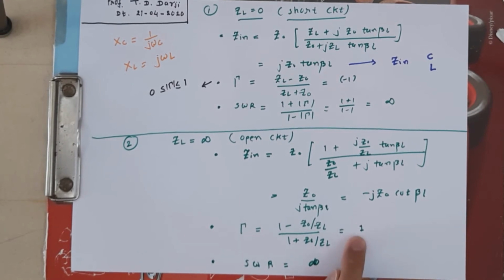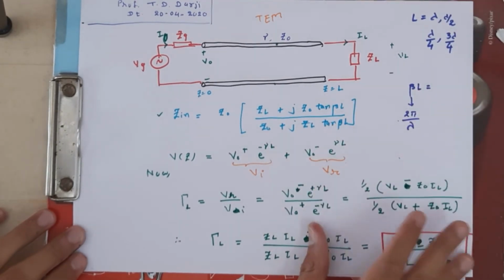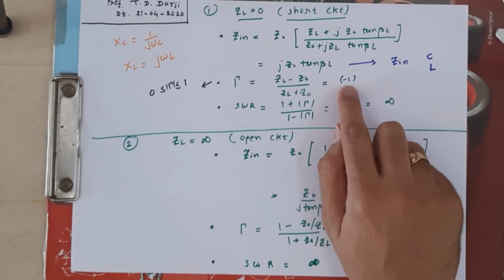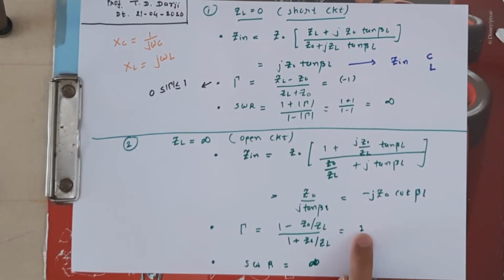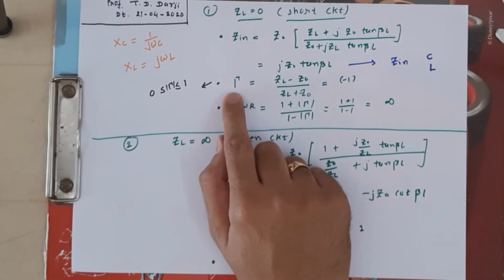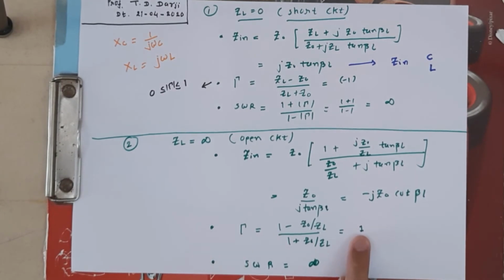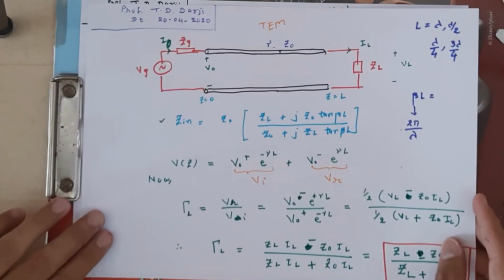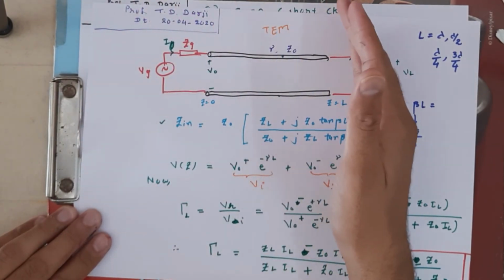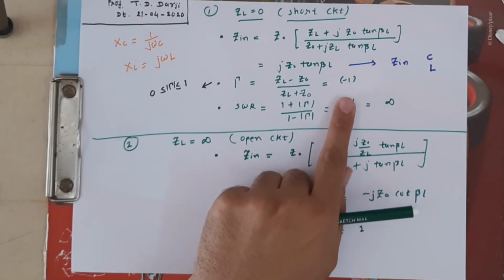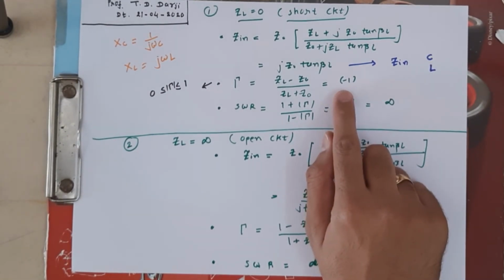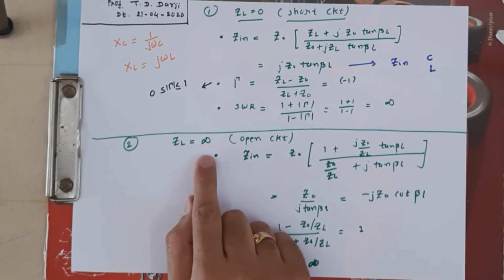So here tau is equal to 1, that means the reflection coefficient is 1. Same case here, the value of tau is equal to 1. In this case the value of tau is equal to minus 1. So what is the difference between these two? Tau equal to minus 1 and tau equal to 1. Here the phase difference between incident and reflected wave is 180 degrees, but here the phase difference is 0. So in this case, whatever wave is incident, the same wave is reflected back in phase, and in this case whatever wave is incident, the same wave is reflected but out of phase, in the ZL equals infinity case.